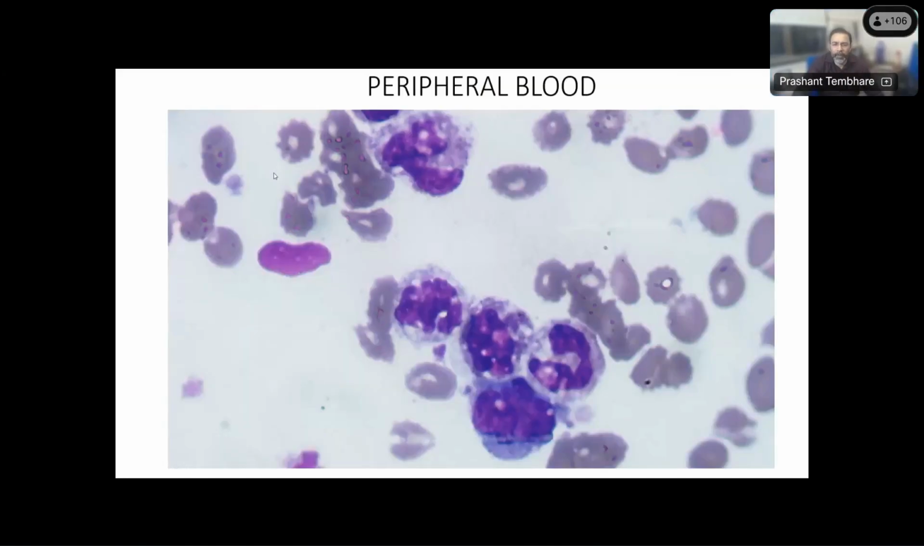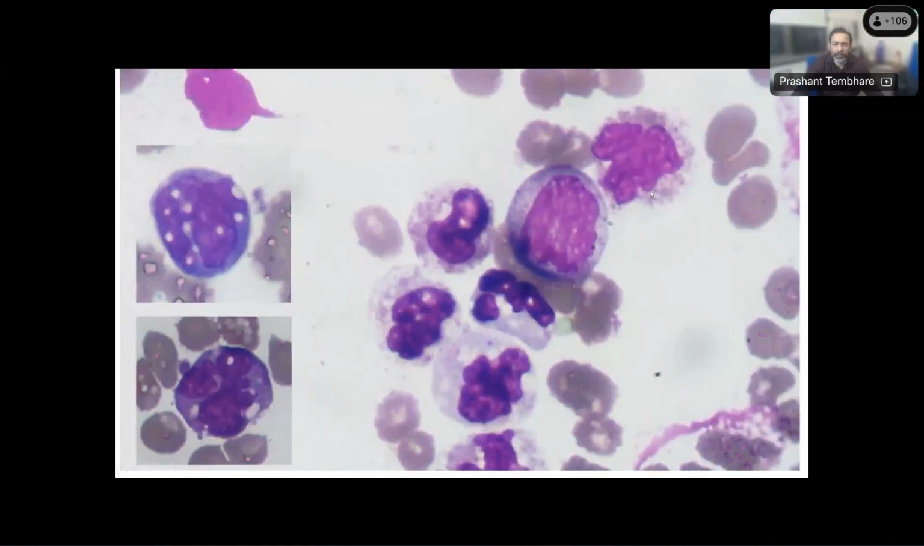This is the peripheral blood picture. You can see the peripheral picture shows some monocytes with some vacuoles. This is another picture. There are some neutrophils also. This is a true case. So you can see there are even some vacuoles in granulocytes also.